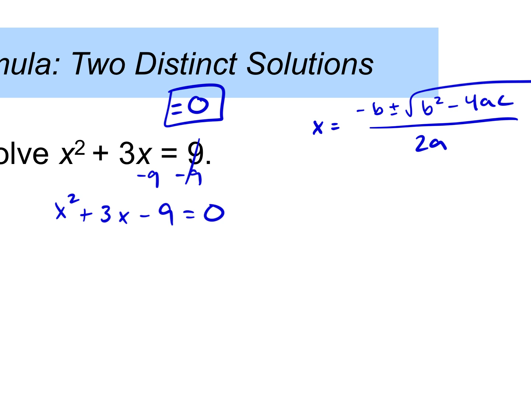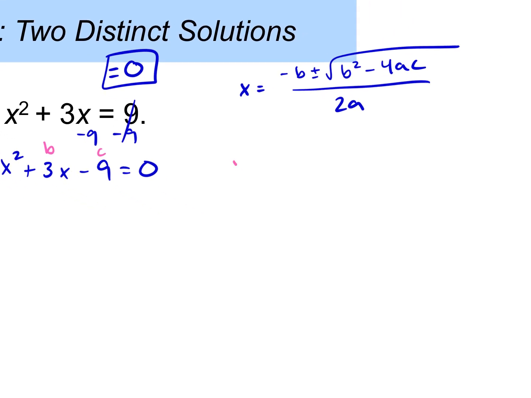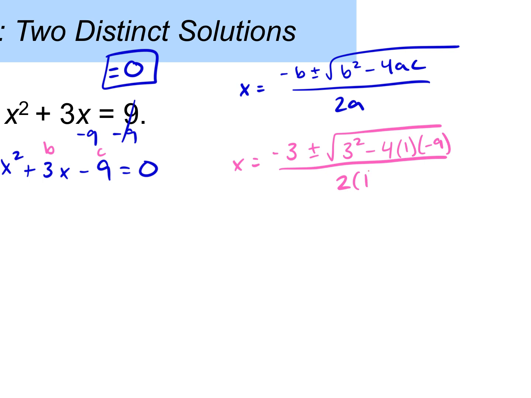Once we have it equal to 0, we can label what our a, b, and c are and then just plug it into our quadratic formula. So a would be 1, b is 3, and c is negative 9. So x is equal to negative 3 plus or minus the square root of 3 squared minus 4 times a, which is 1, times c, which is negative 9, over 2a. So 2 times 1.